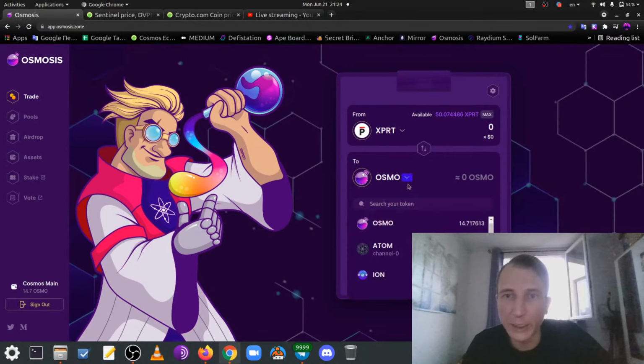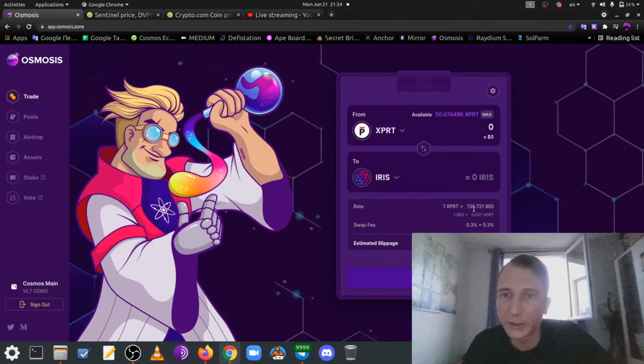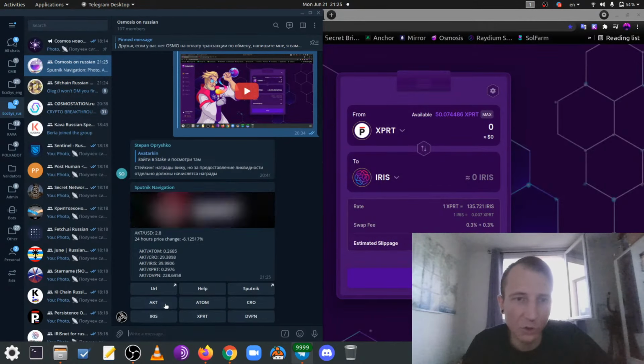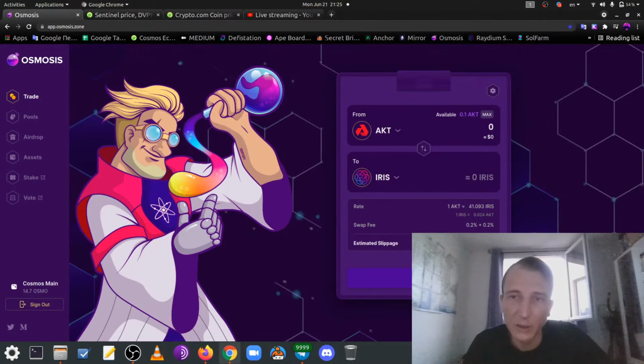Let's choose Iris and see the difference. Iris 135, and here is Iris 0074 XPRT to Iris 134, very near. Not interesting. We need the big difference. Here the one Akash 38, and if we click here, Akash 41 to Iris.